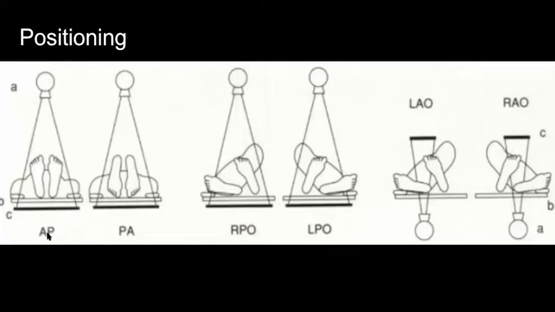Here we see anterior posterior, AP. The radiation source is here and the patient is standing facing it with the detector in the back. Here, because the heart is closer to the radiation source, the heart will be bigger on the image.